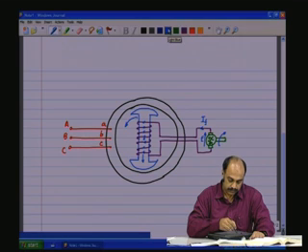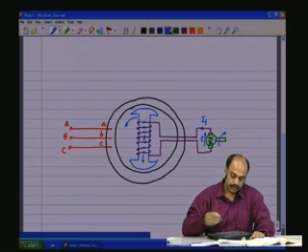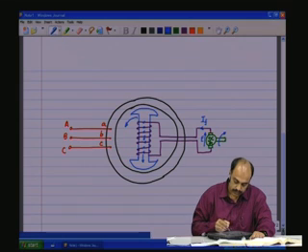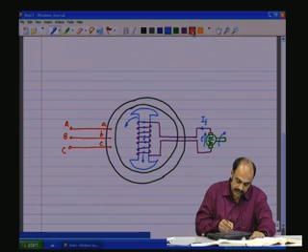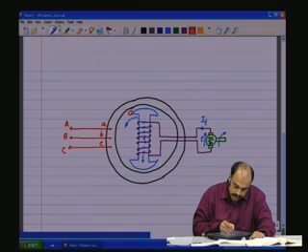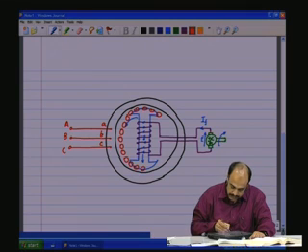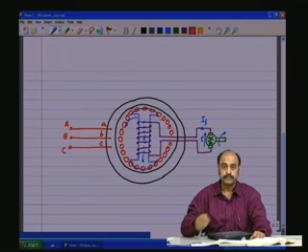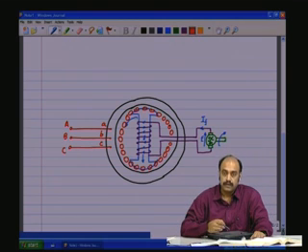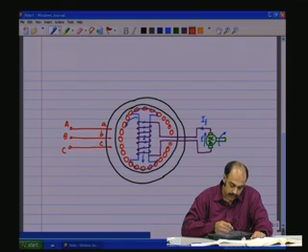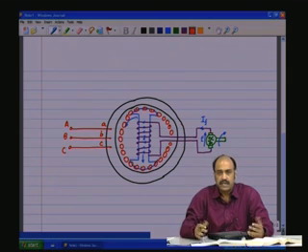So what is done is to have a squirrel cage on the rotor. That is, let us have a squirrel cage on the rotor as shown here. Let us have the squirrel cage on the rotor as shown here. And this squirrel cage rotor can start by itself.